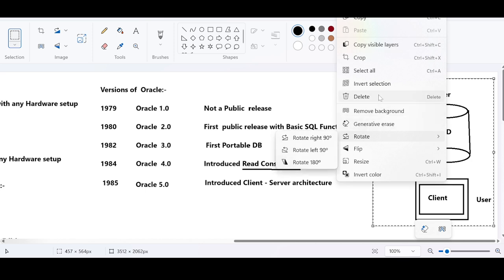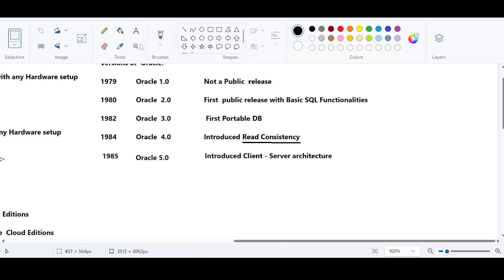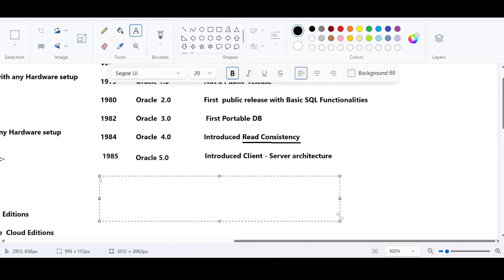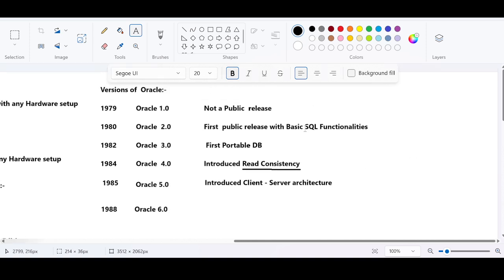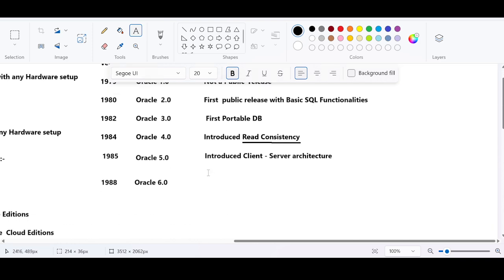This is also an added advantage. And we have Oracle 6.0 in 1988. Till 5.0, they were using only one language, which is SQL. From 6.0 onwards, they said we have a new feature: you can start using SQL and PL/SQL. PL/SQL is the advanced SQL. This was introduced.